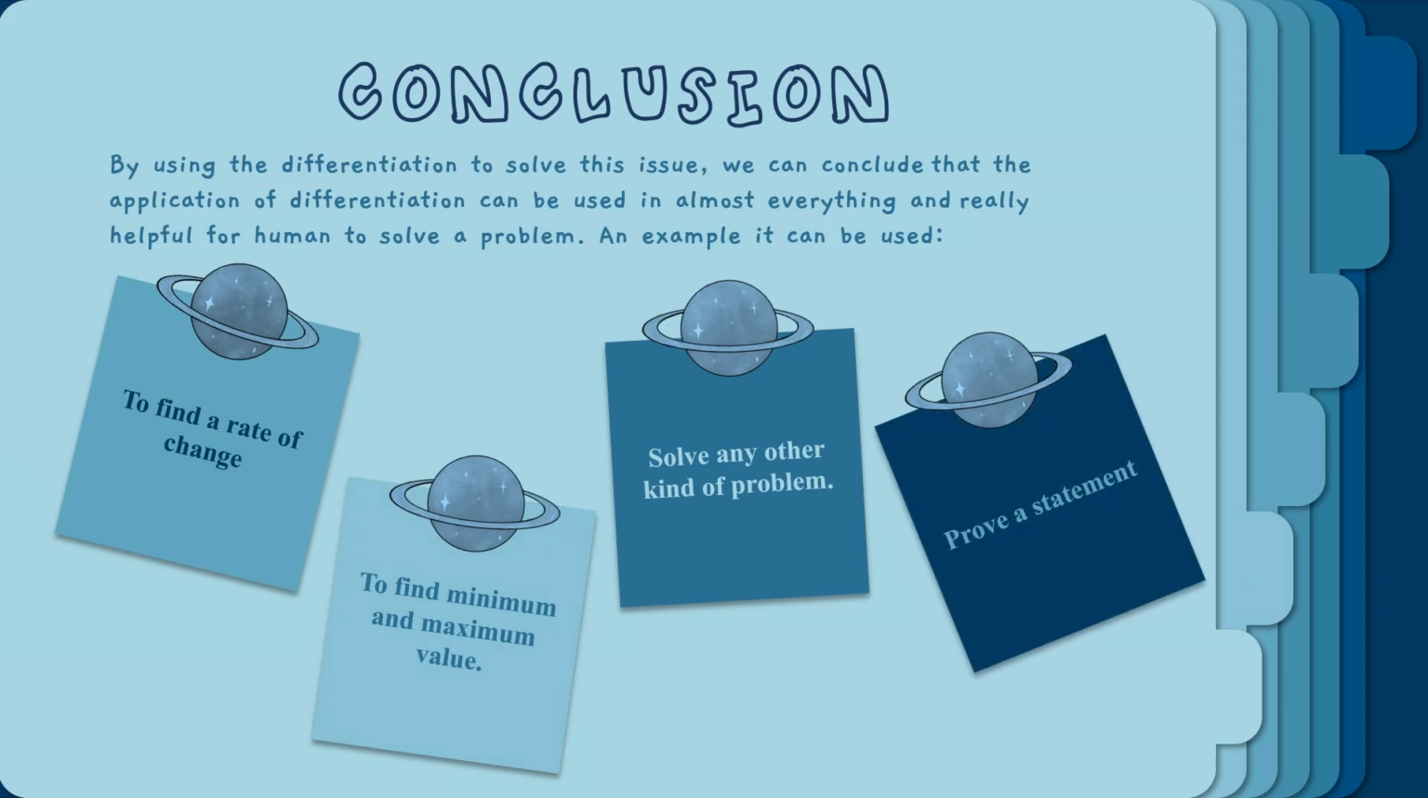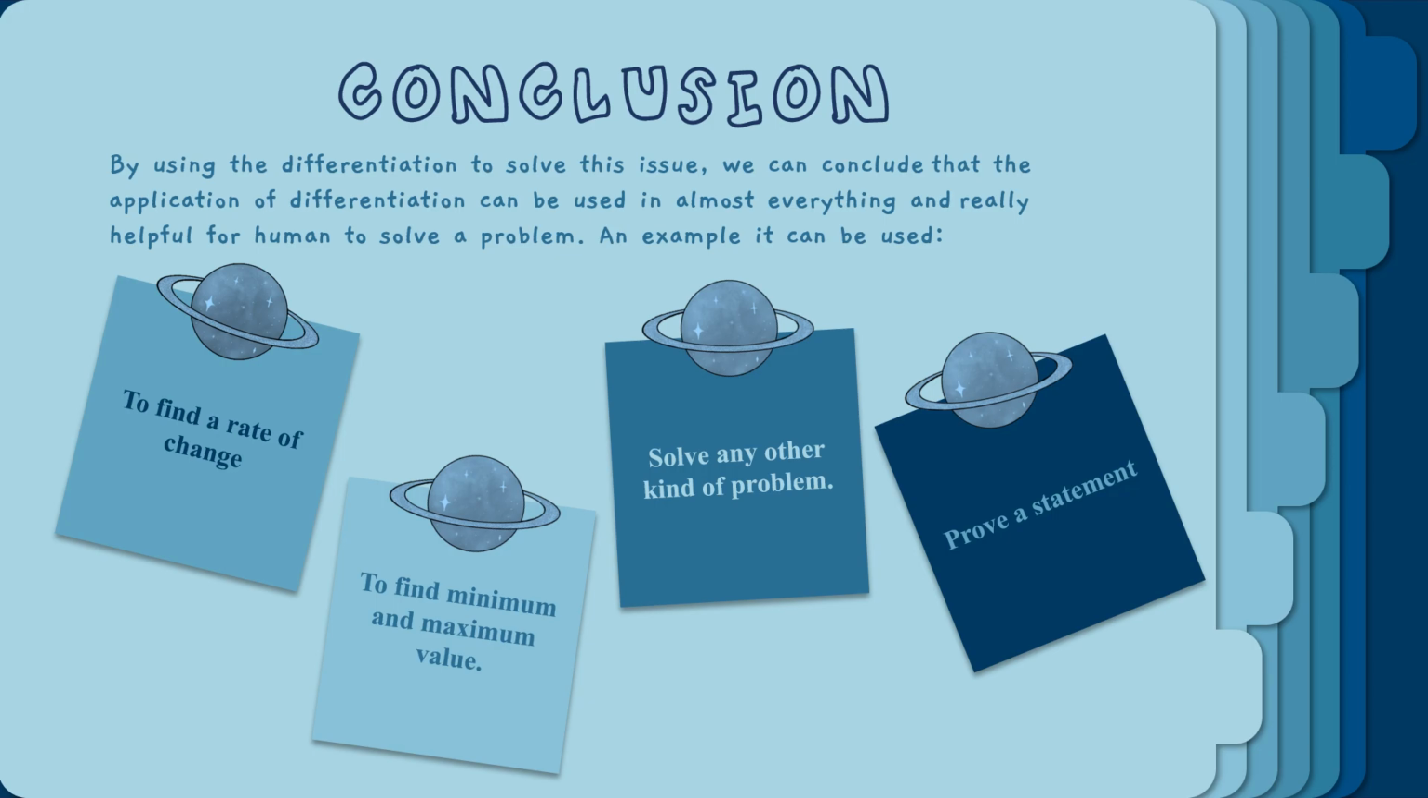Conclusion. By using differentiation to solve this issue, we can conclude that the application of differentiation can be used in almost everything and is really helpful for humans to solve problems. For example, it can be used to find a rate of change. As you can see on the previous slides, we found solutions to know the level of coffee in the pot rising and the level of coffee falling in the cone.